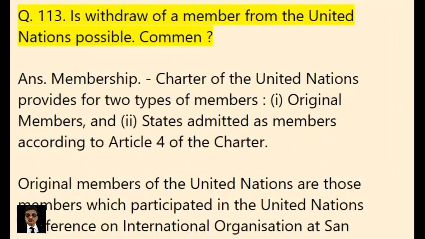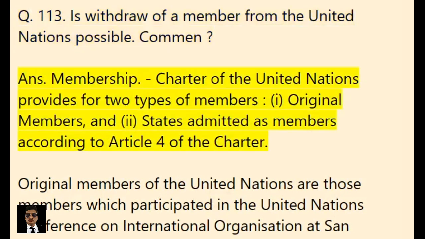Q. 113. Is withdrawal of a member from the United Nations possible? Ans. Membership. The Charter of the United Nations provides for two types of members: 1. Original members, and 2. States admitted as members according to Article 4 of the Charter.